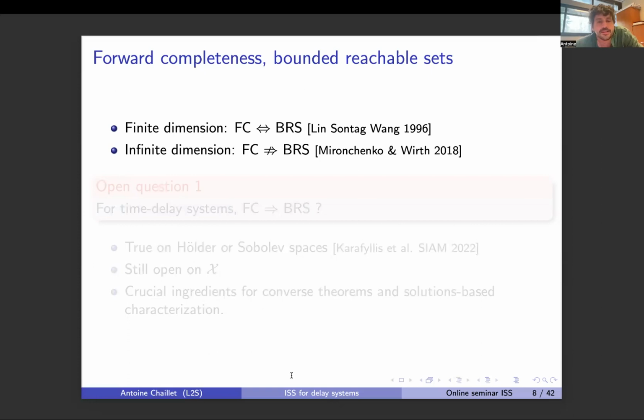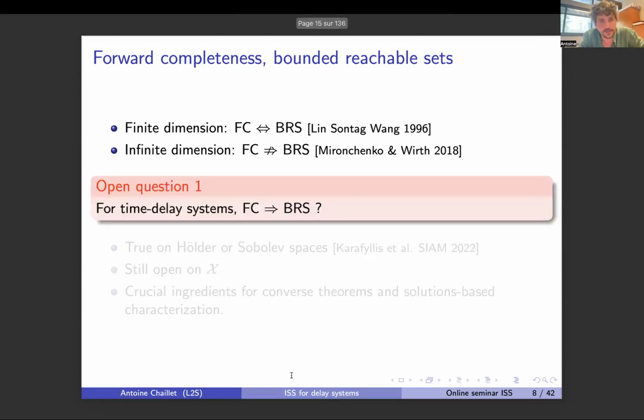Okay. But since time delay systems sit a bit in between finite dimension and general infinite dimension, I mean, they have a very specific structure, I believe it's worth asking this first open question: whether for time delay systems, once you have forward completeness, you also have the bounded reachable set property. So we have worked on this question.